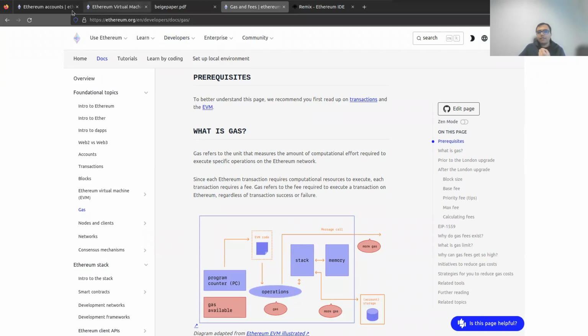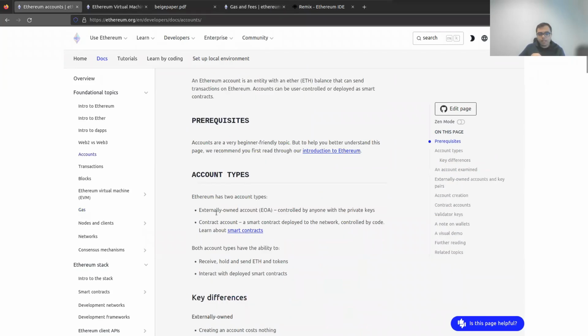And gas is always paid by the person who's initiating a transaction. And remember, only externally owned accounts can initiate a transaction. So a contract cannot initiate something on its own, so a contract never has to pay for gas. Externally owned accounts can initiate transactions. They have to pay for the total gas usage of their transaction.